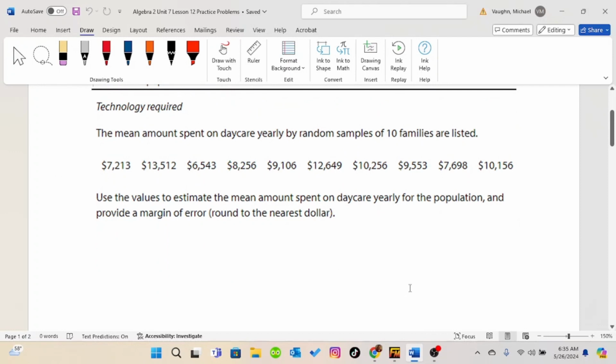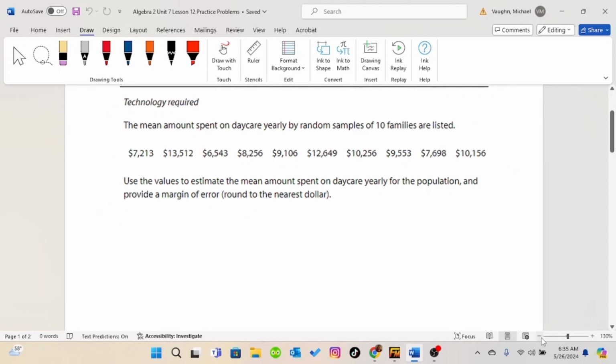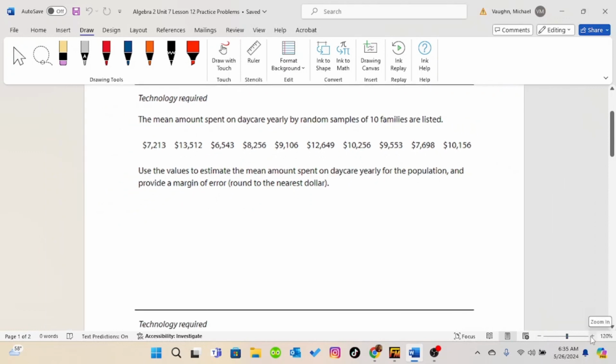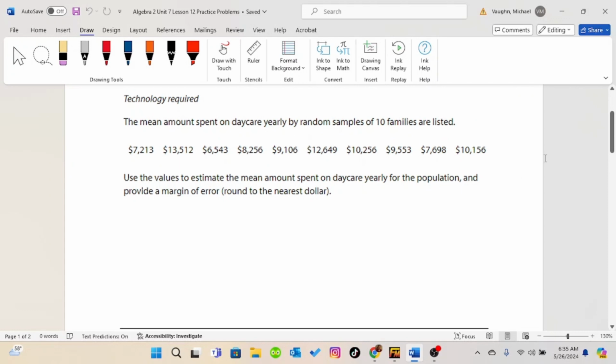In our first problem here, it says technology required. I'm going to show you how I used Google Sheets to work on this one. It says the mean amount spent on daycare yearly by random samples of 10 families are listed. Use the values to estimate the mean amount spent on daycare yearly for the population and provide a margin of error, round to the nearest dollar.